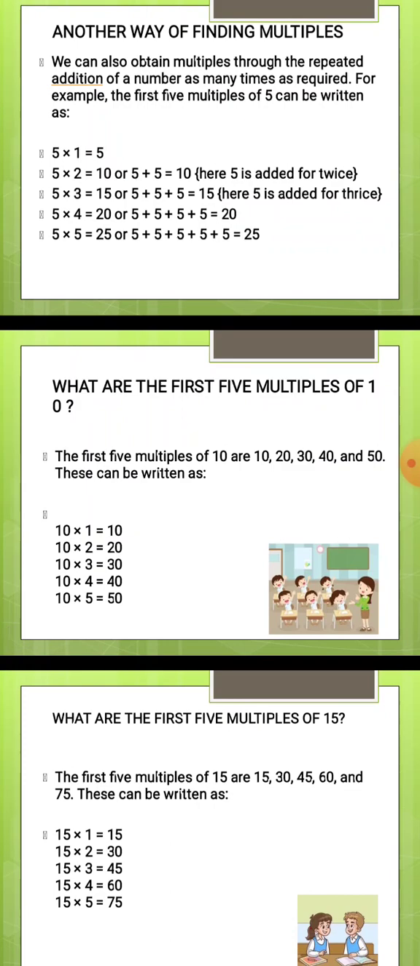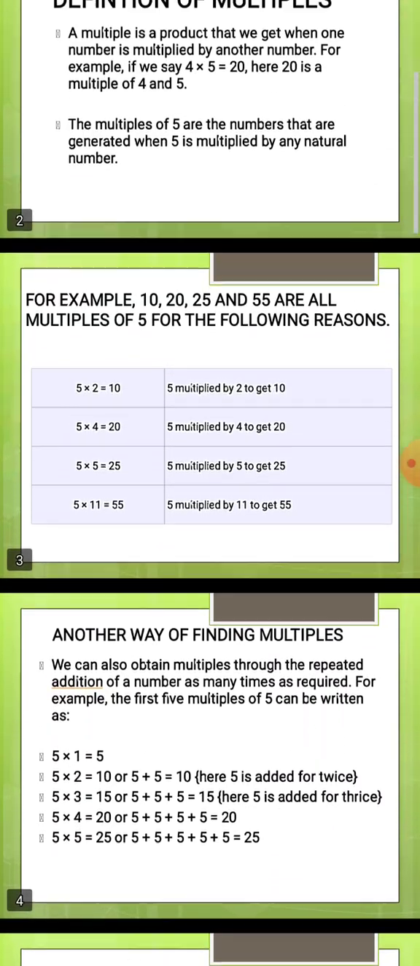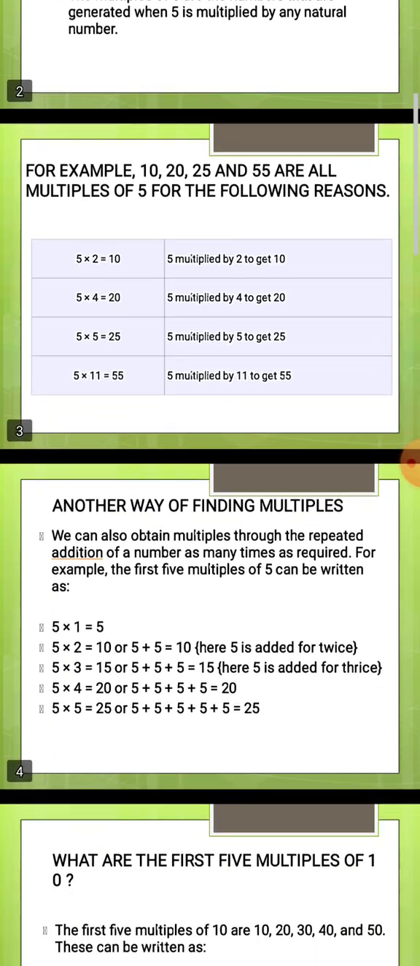5 into 5 is equal to 25, or we can add 5 five times and the result is 25. So in other words, we can say multiples are the repeated addition of a number as many times as required. So here we can say multiples are the numbers which, when multiplied by a natural number, whatever result comes, those are the multiples.